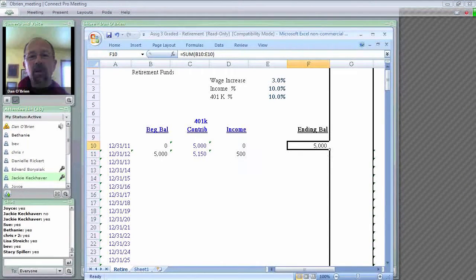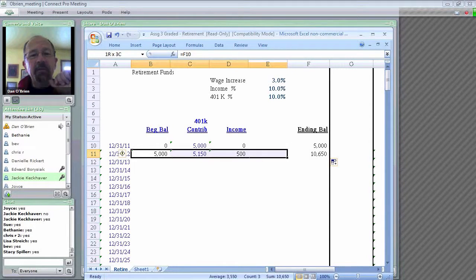It's just a formula of taking my beginning balance, adding my 401k contribution, adding my income, and that's telling me my ending balance. Now I have all these formulas, and since I have them all set up and I believe correctly, all I have to do is copy them down now, and I have my spreadsheet done.